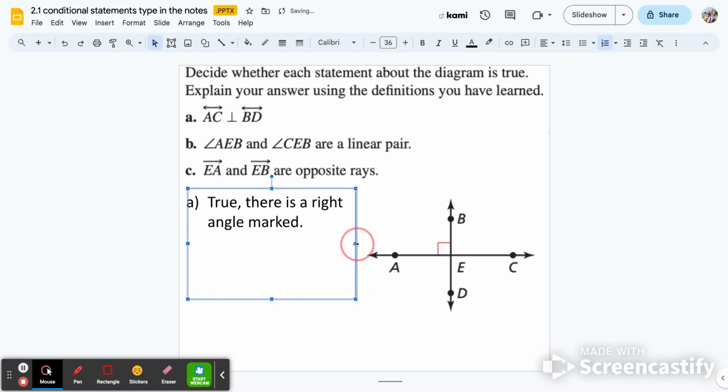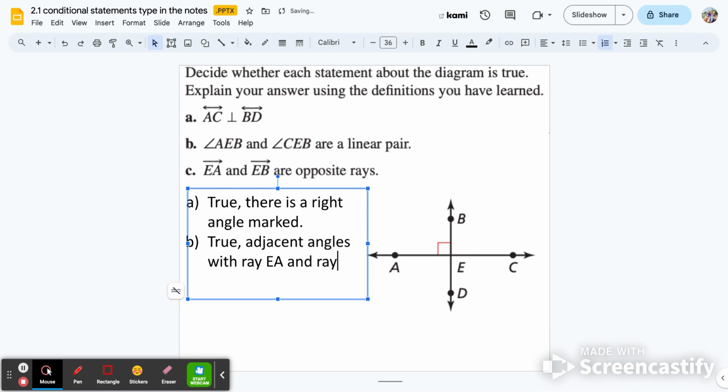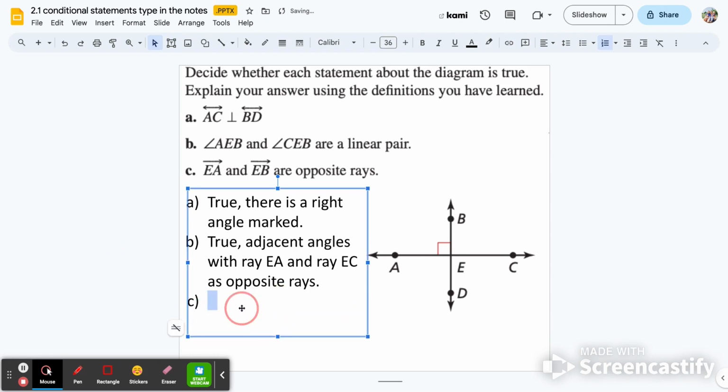Okay. The next one, angle AEB and angle CEB are a linear pair. These are true because with that, you have to have adjacent angles with ray EA and ray EC as opposite rays. So that means they're linear. And then EA and EB are opposite rays. This one is false. They don't go in opposite directions.